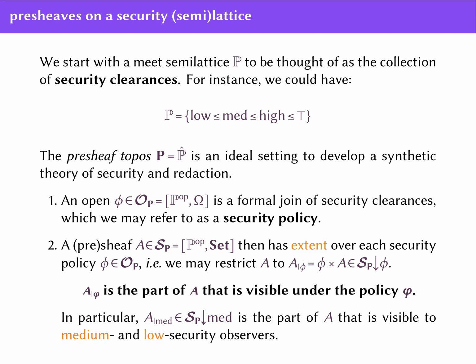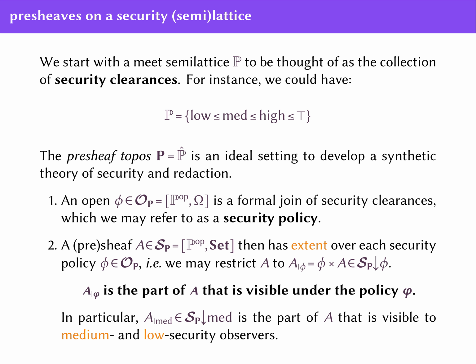Let us explore the space P as a setting for developing a synthetic theory of security and redaction. An open, phi, of the space P is then a formal join of security clearances. We might refer to this as a security policy. Meanwhile, a sheaf on the space P, which is just a presheaf on the original meet semilattice, is a structure that has extent over each security policy phi.